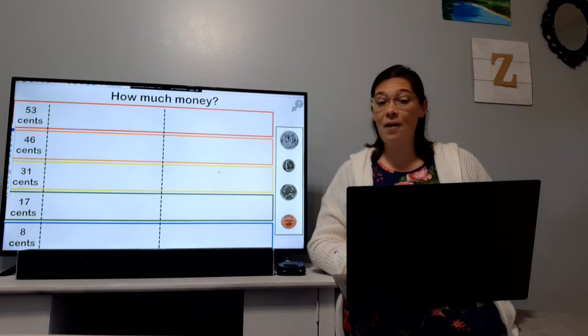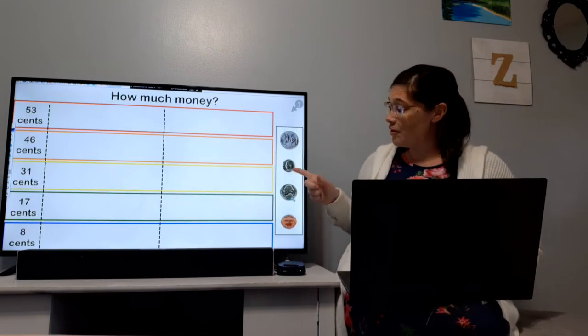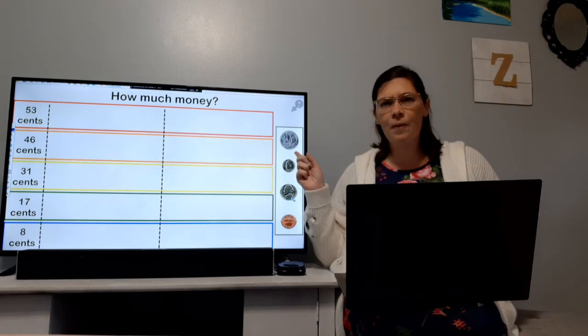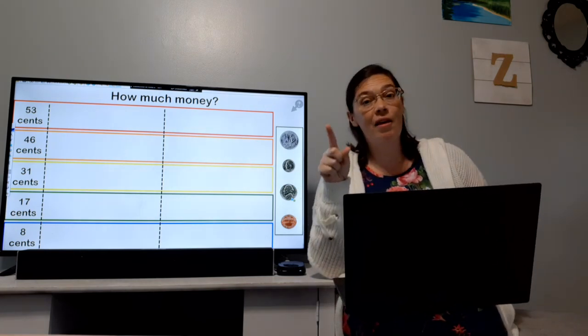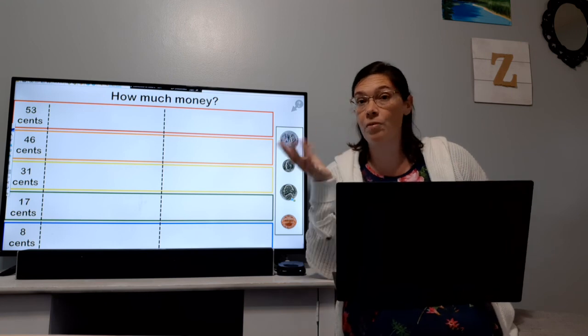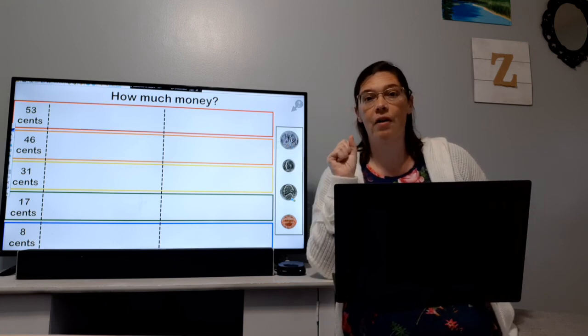All right, let's take a look here. We're going to practice counting some money. I have quarters, dimes, nickels, and pennies. Let's practice counting our quarters together. You're going to need to know that for second grade. Second grade teacher told me. We've been reviewing it a lot on our worksheet, so hopefully you know.